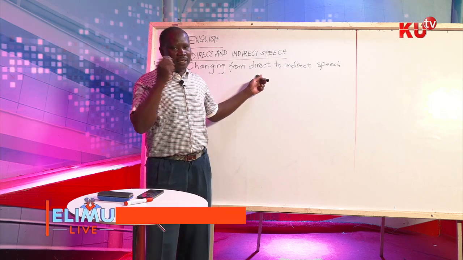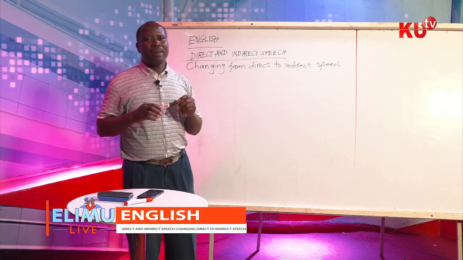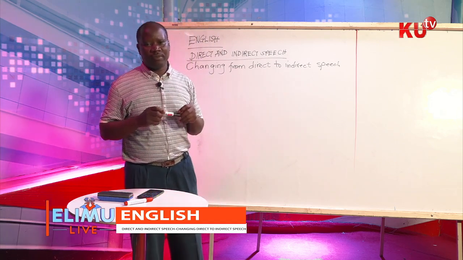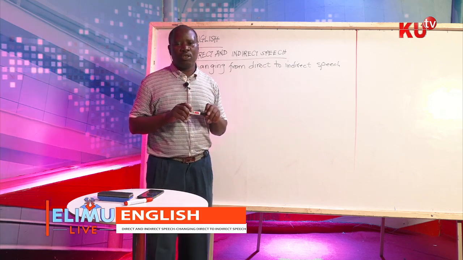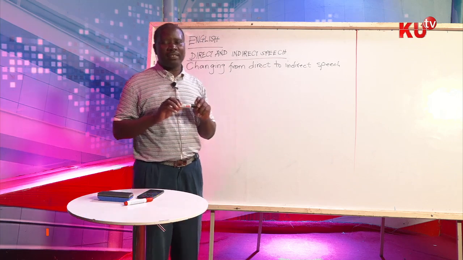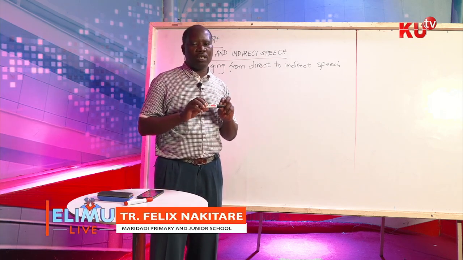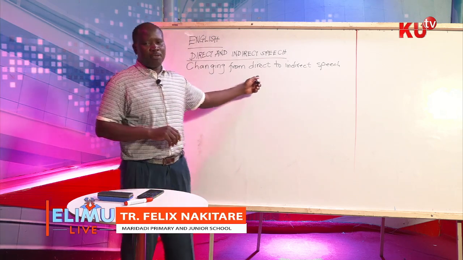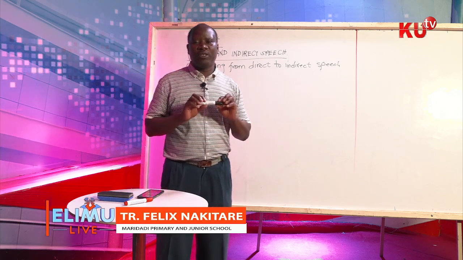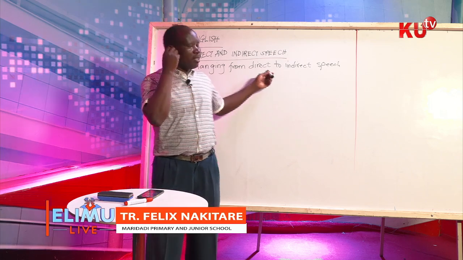That makes direct speech. For instance, let's say maybe my mother said, "I am going to cook food." You repeat the exact words that mother said. That is, "I am going to cook food." That is direct speech. And remember, under direct speech, we use quotation marks. So that's the first part of our direct speech.